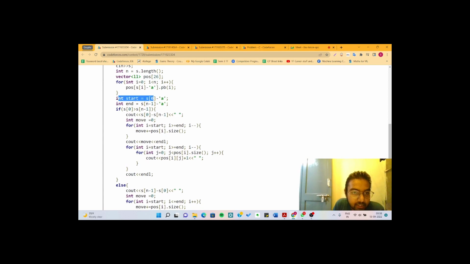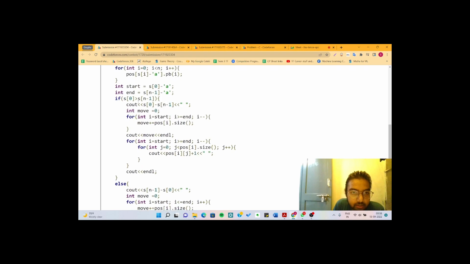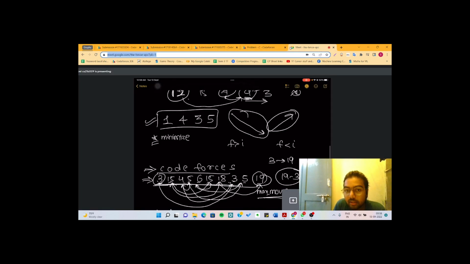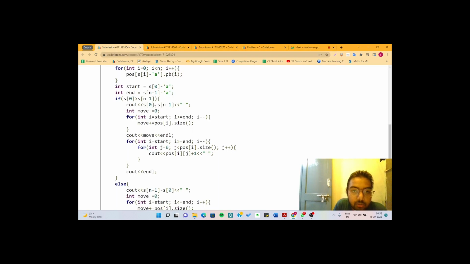Then this is my start, this is my end. If my start is greater than end, I'm referring to this case. What I'll do is I'll first print out S0 minus Sn minus 1. This is my minimum cost. I haven't used absolute here because I know S0 is greater than Sn minus 1.